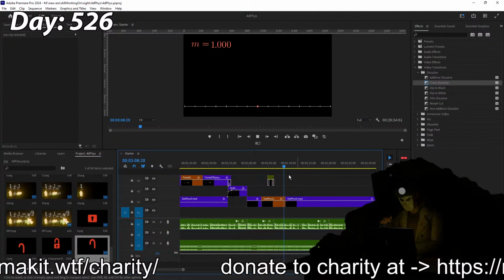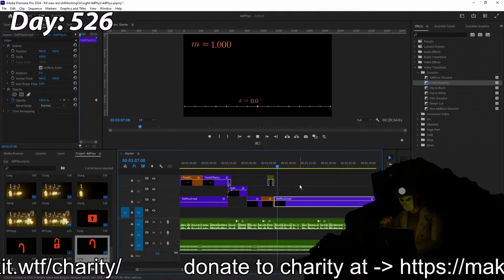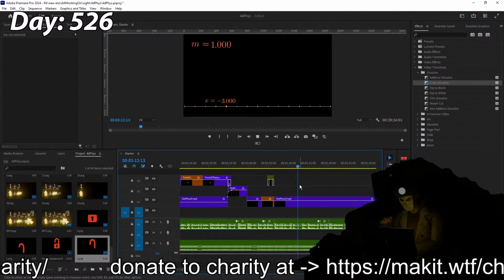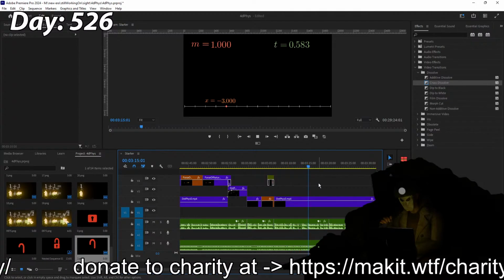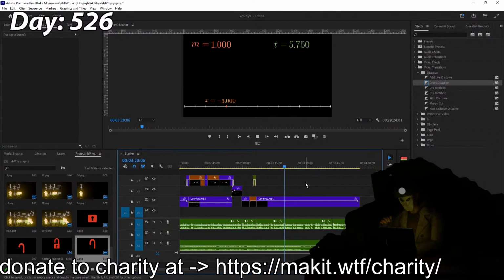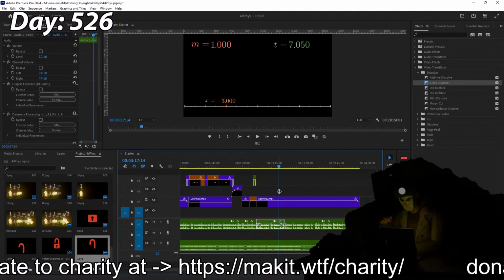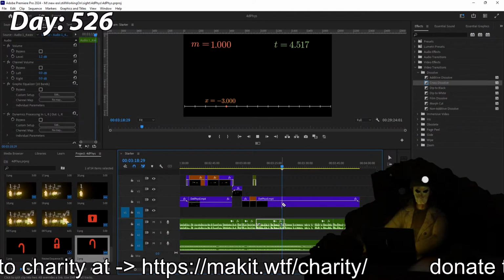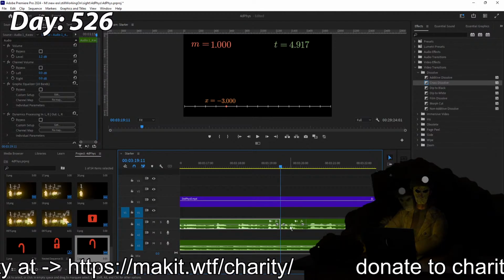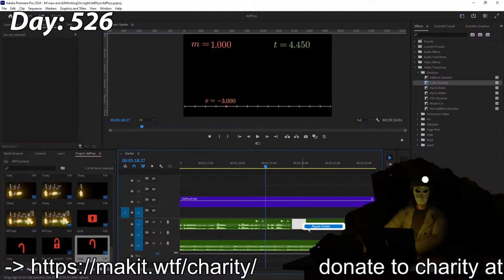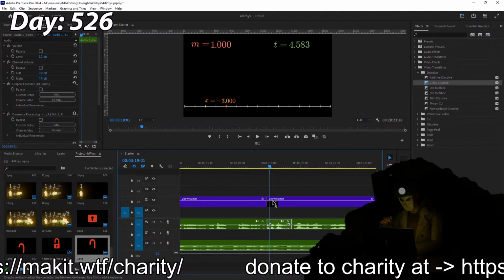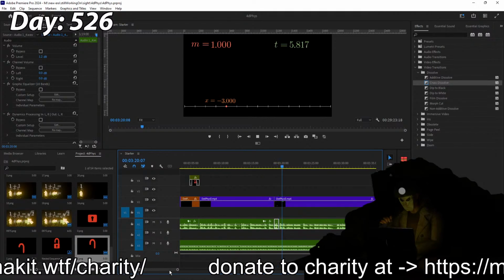Then we have the position. The more to the right, the higher the position. The more to the left, the lower the position. Simple. After that, there is time. Time just slowly increases as our animation goes by. It only goes up. Then we have velocity.